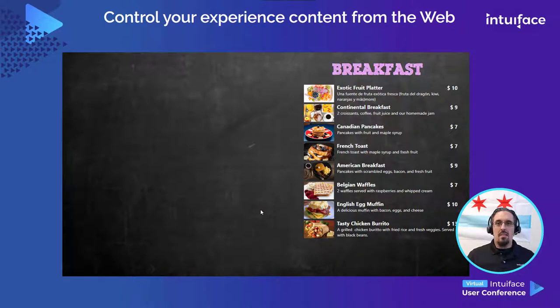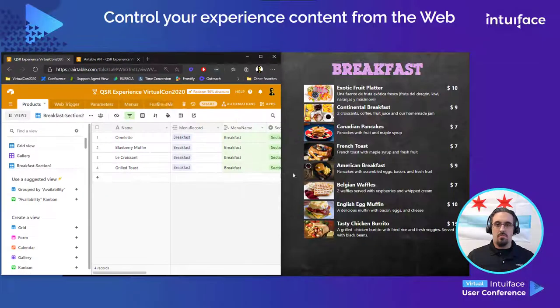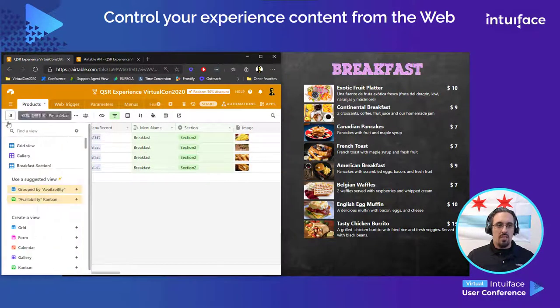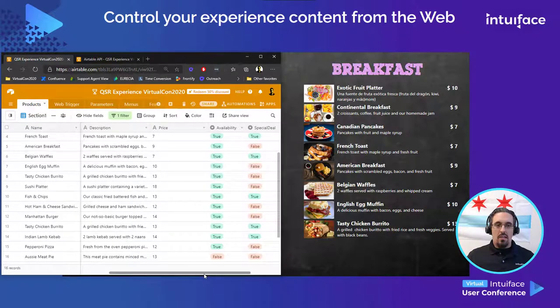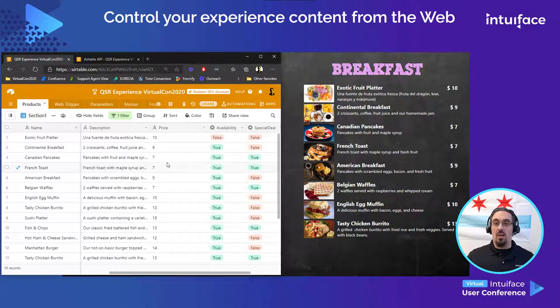The last tip is about how to control your experience content from the web. I will just use the same example. Remember, we do have our products here, and I will just go into our section one. Let's say you have your backend and you want to make a change in one of the objects. Right now the first item here costs 10 bucks. You want to change the price to 15, so we see the difference.